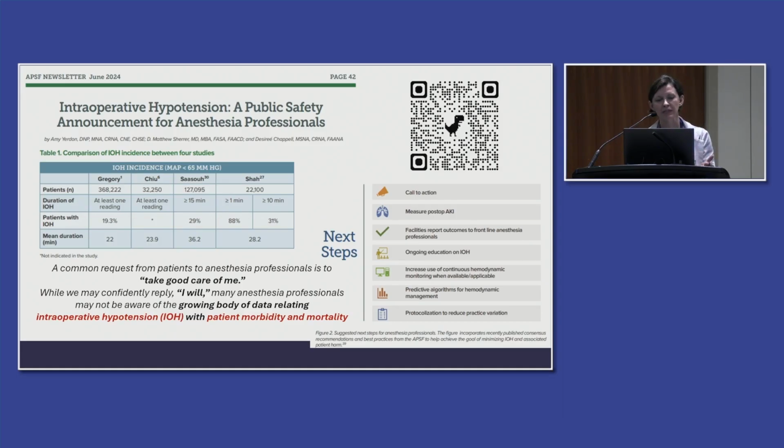I do want to say one piece about hypotension. I think intraoperative stability is really important, and it's something that we're not capturing very well. The APSF has put out a call to action about hypotension in particular. So this is going to be something that we continue to pay more and more attention to and use data to help guide our practices. When patients have even brief periods of hypotension, their risk of major adverse cardiac events and acute kidney injury goes up significantly.